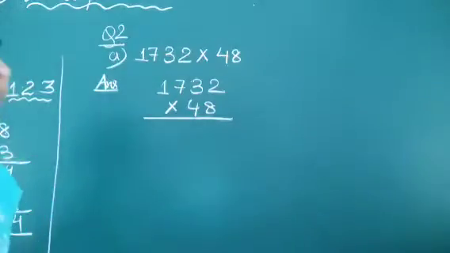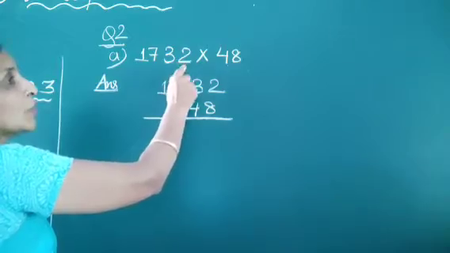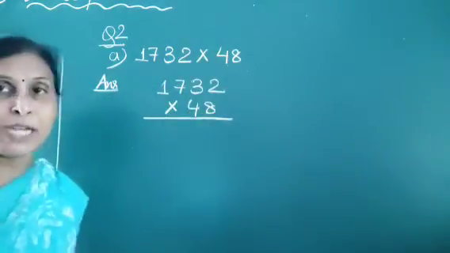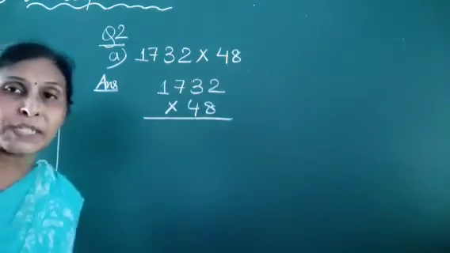542184. The second question, find the product. Number A, 1732 is multiplied by 48. The 4-digit number is multiplied by 2-digit number.